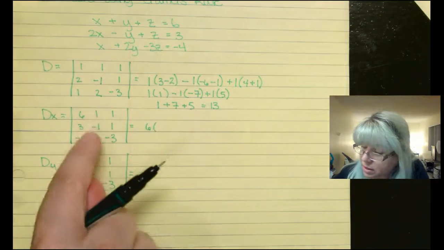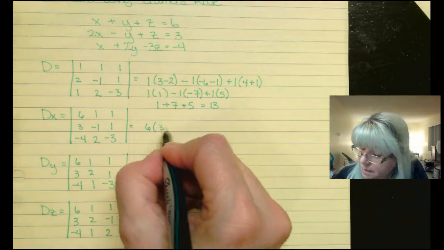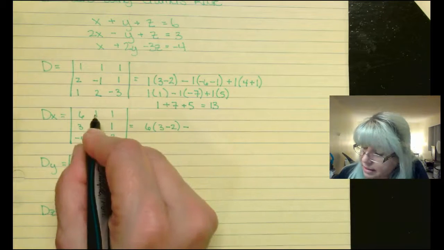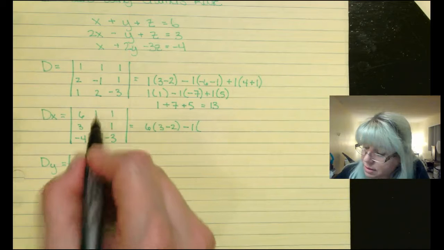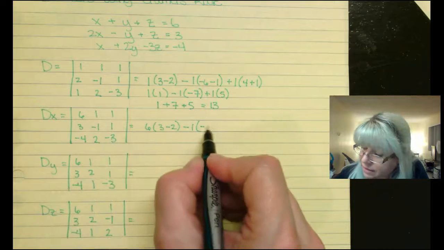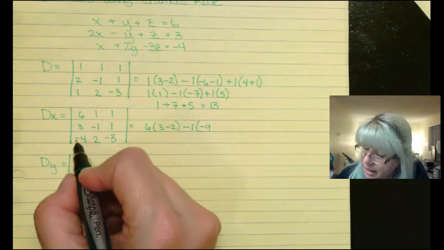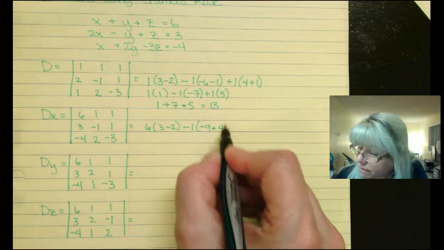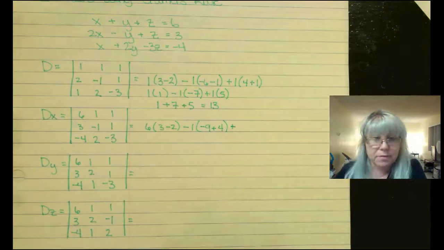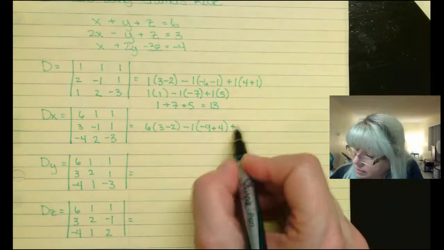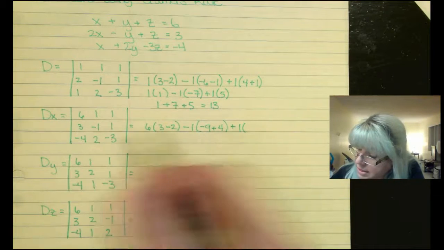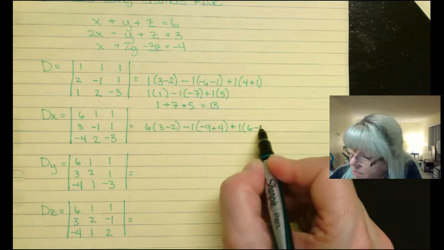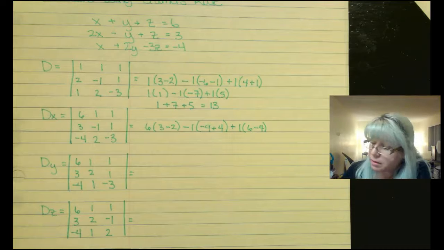6 times negative 1 times negative 3 is 3, minus 2 times 1 is 2, minus, second element, 1 times 3 times negative 3 is negative 9, minus negative 4 times 1 is negative 4, but a minus negative is a plus 4. All right. Third element, 1 times 3 times 2 is 6, minus negative 4 times negative 1 is positive 4, but minus positive 4. Okay.